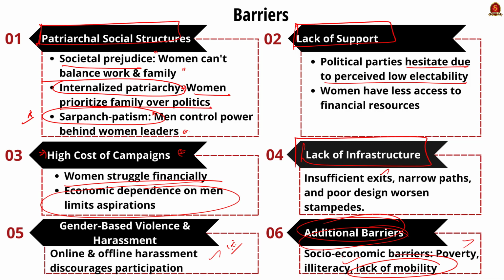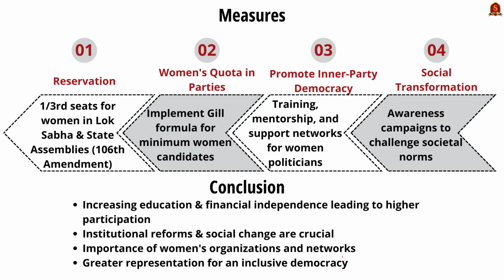Moving on to the second part of the body, here you can mention some of the measures that can be taken to increase women's participation. Firstly, ensuring reservation of women in Lok Sabha. In that line, the Constitution 106th Amendment Act of 2023 reserves one-third of seats for women in the Lok Sabha, State Legislative Assemblies and the Legislative Assembly of the National Capital Territory of Delhi, including those reserved for SC and ST, which is a right step. Secondly, bringing women quota in political parties.